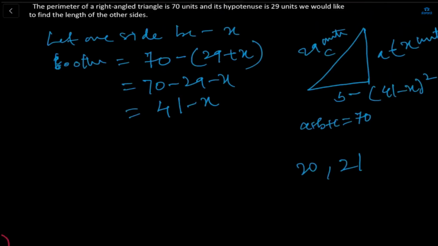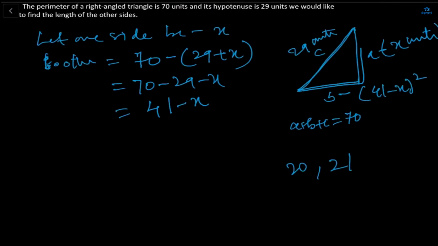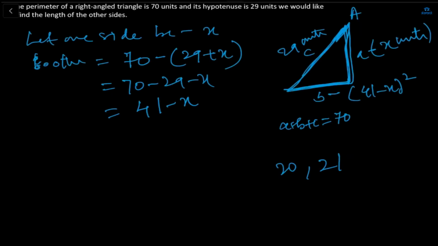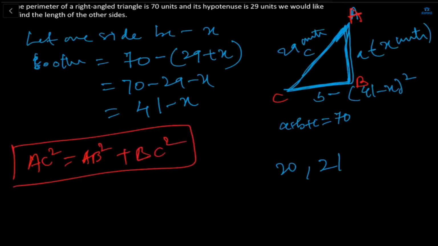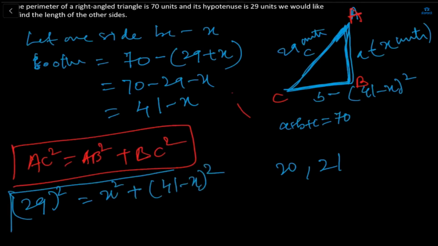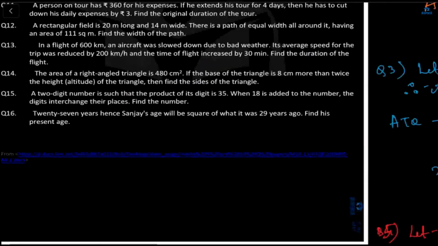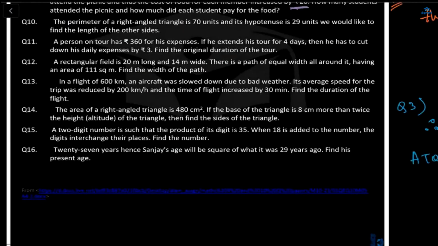And you can also form the equation for this right angle triangle. What will be the equation for a right angle triangle? Hypotenuse, I will mention it here with red color. A, B, C. So it will be AC square is equal to AB square plus BC square. So you are going to put this in this equation and then get the value. So 29 square is equal to x square plus 41 minus x the whole square. After solving this, you will get the final equation and the answer will be 20 and 21. This was question number 10.